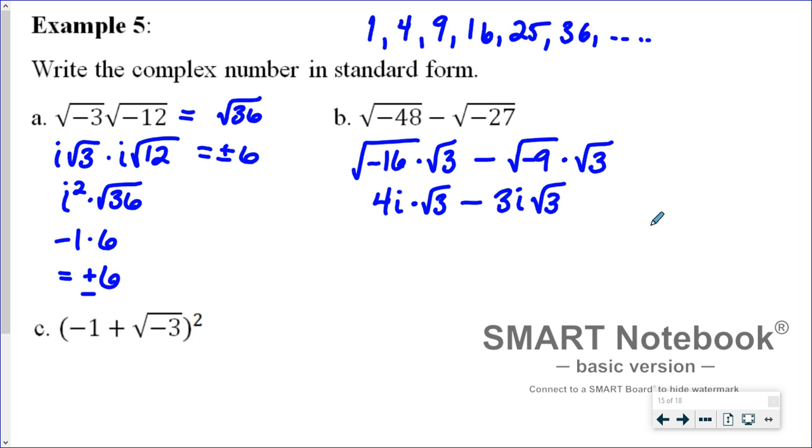All right. Now, once you have the same radical, the same square root over here, we can treat this like terms, right? Think of this as like our x, right? So if I had 4ix minus 3ix, what would I have? I times the square root. Yes. So this is going to equal i times the square root of 3. And that's it.